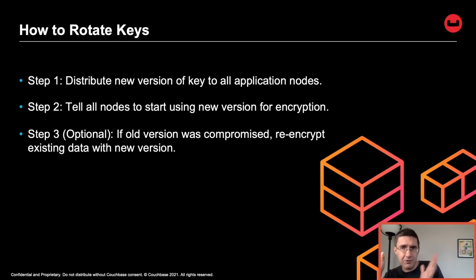And the keyring says, I don't know what this key you're talking about. And so you get a failure. So what you want to do to avoid that is distribute the new version to all your nodes first, wait for that to complete, then tell the nodes to start using the new version of the key for encryption.